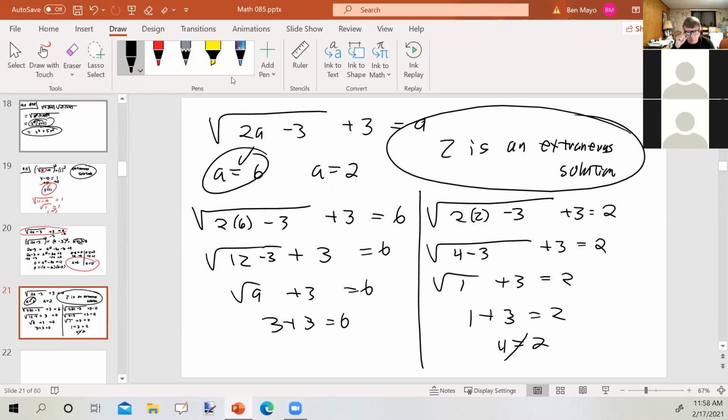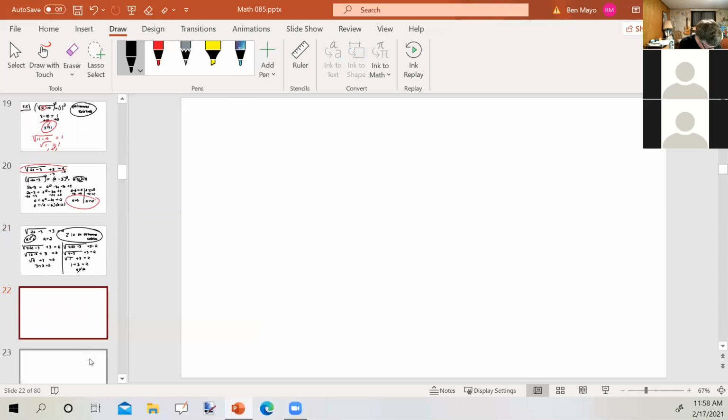And again, in WebAssign, they may ask you very specifically what are the solutions? Does this one work? Does it not work? Is it extraneous, etc.? Okay. Let's take a look at another problem. See if I can redeem myself here.